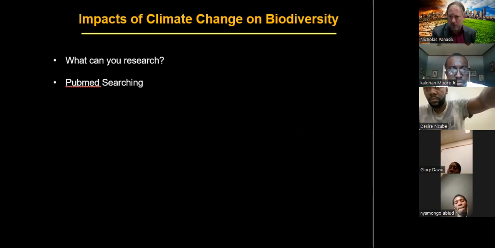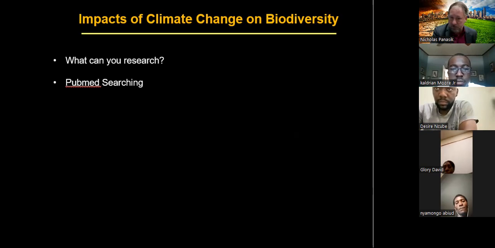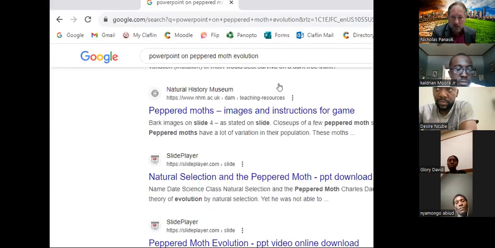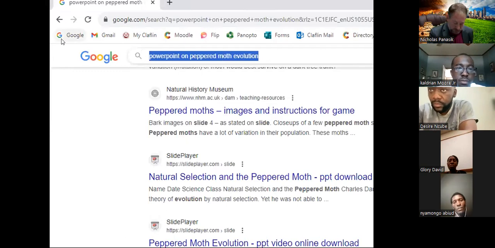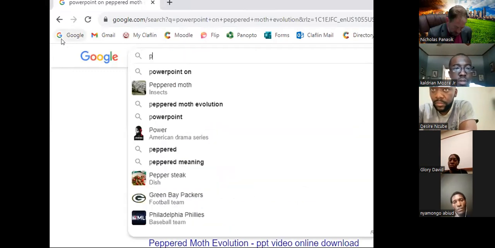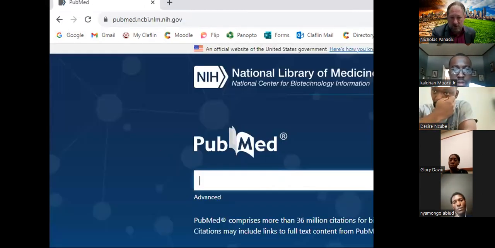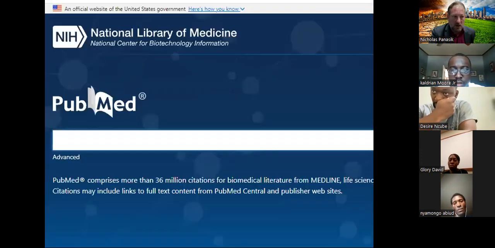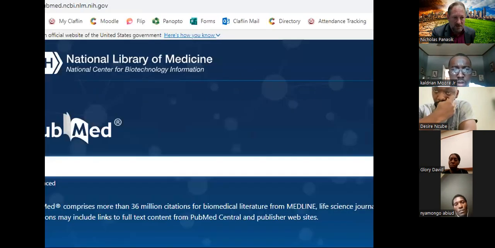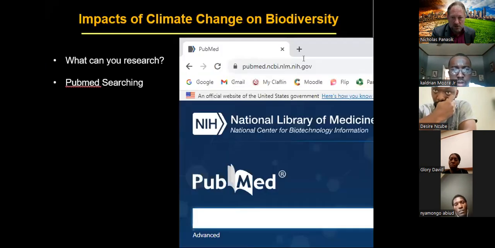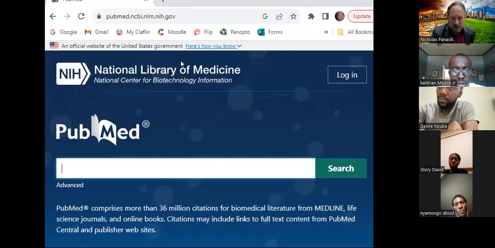Do you all know how to do searches on PubMed? It's pretty easy if you haven't done it. If you just go to Google and type in PubMed, the first link you'll get is to this PubMed page. It's their search page. And this is a great place to do any kind of biotech searches.